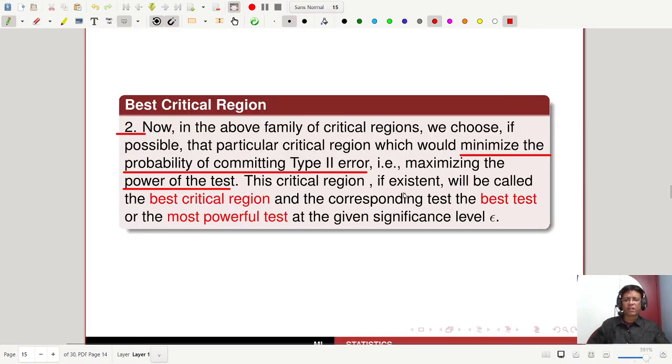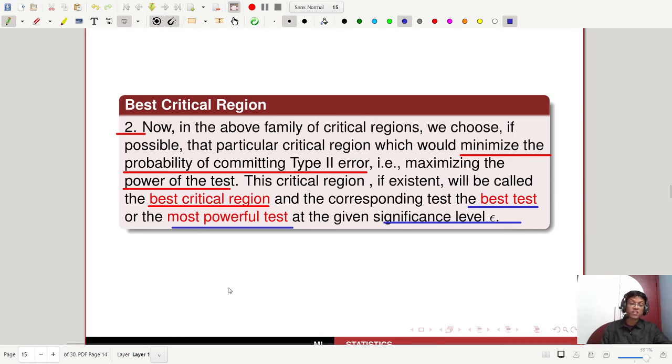This critical region, if existent, will be called the best critical region. So that may be the question: how will you find the best critical region, or what is the theoretical concept of the best critical region? So you have to explain these 2 points. And the corresponding test on the basis of which you are getting this best critical region is called the best test, or the most powerful test at the given significance level epsilon.